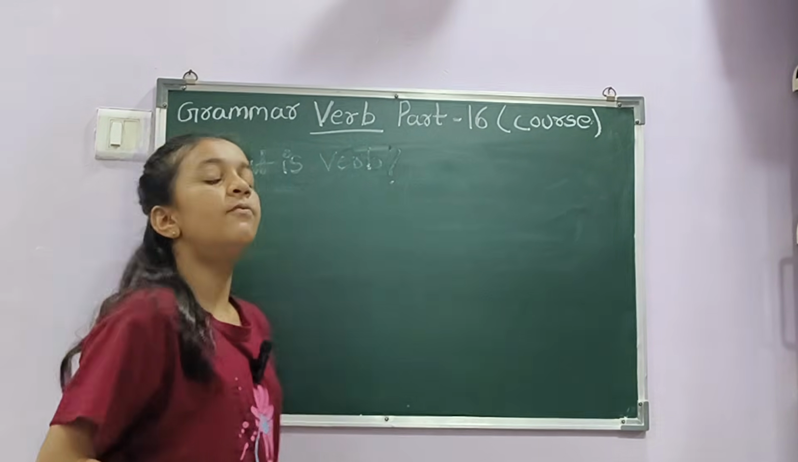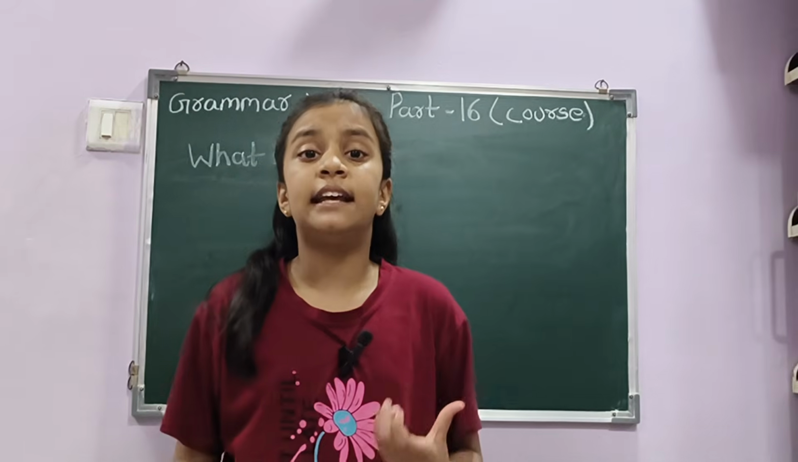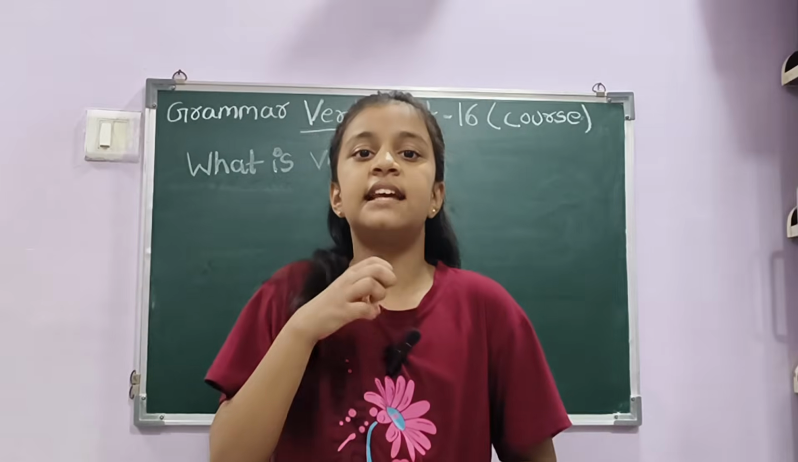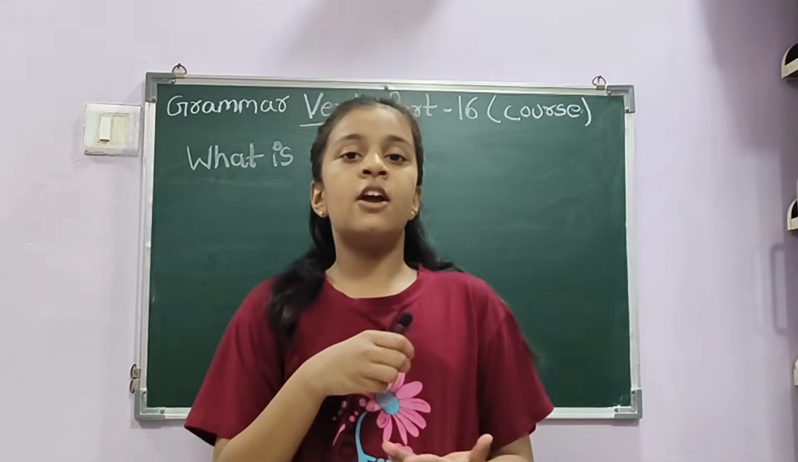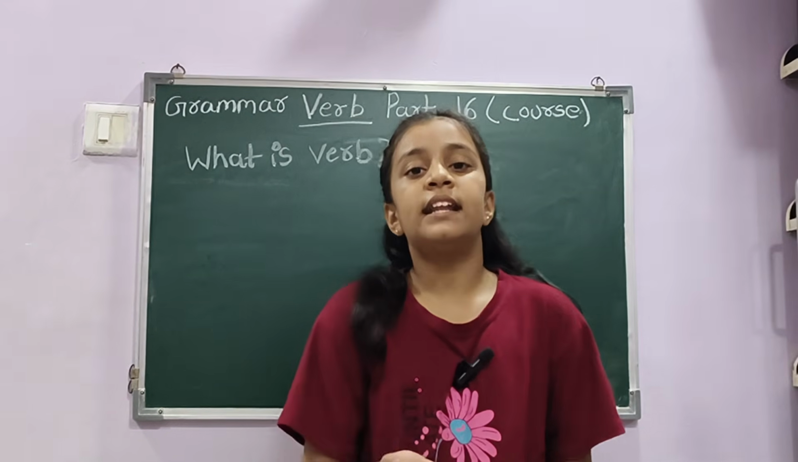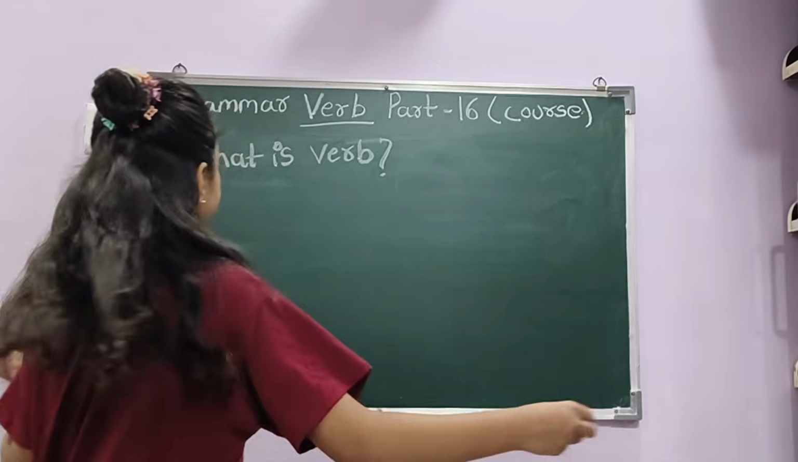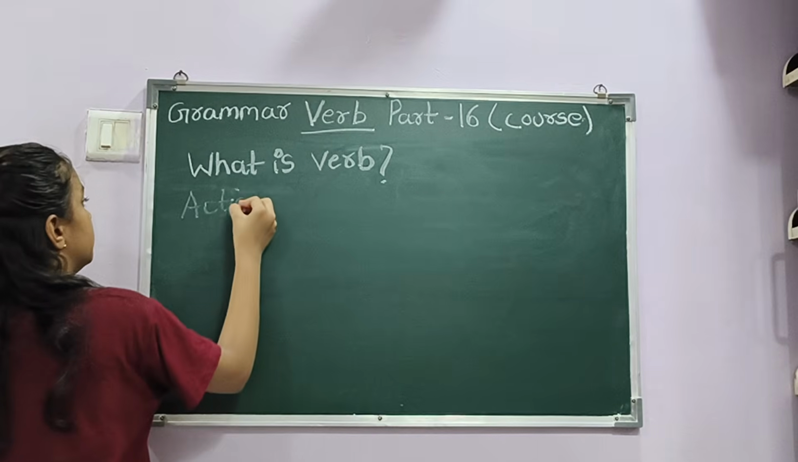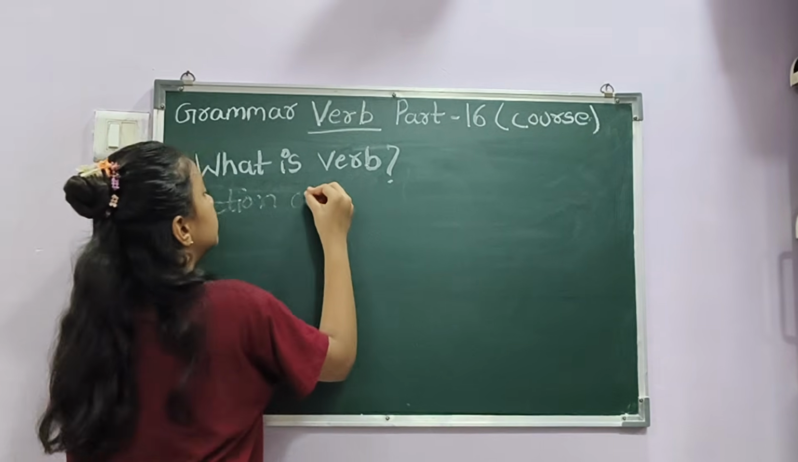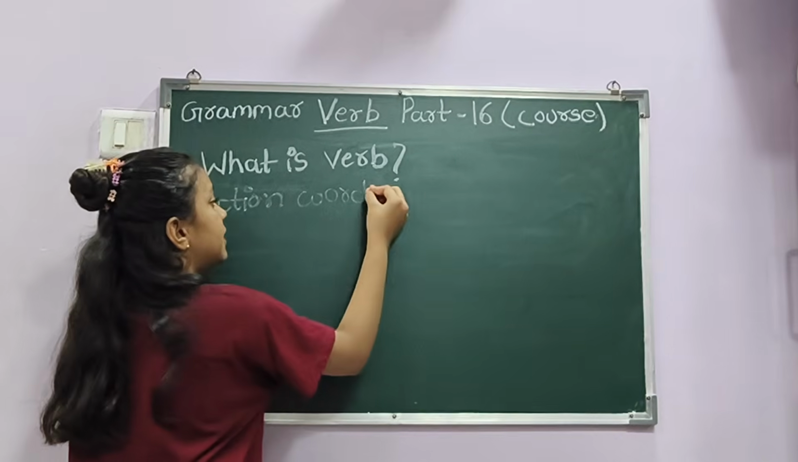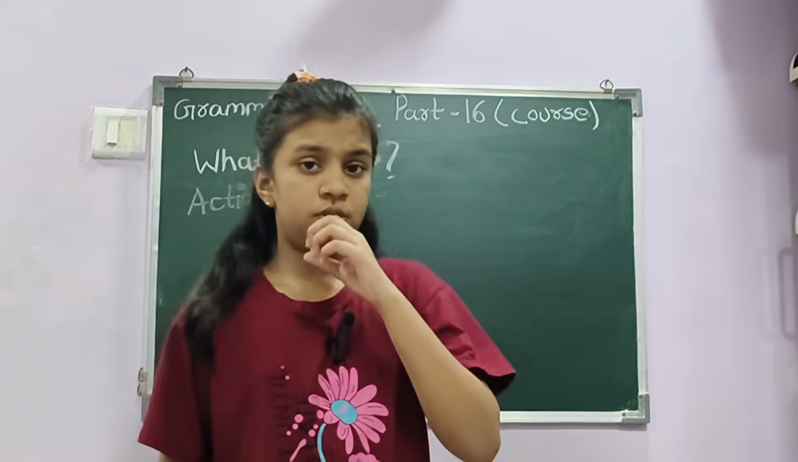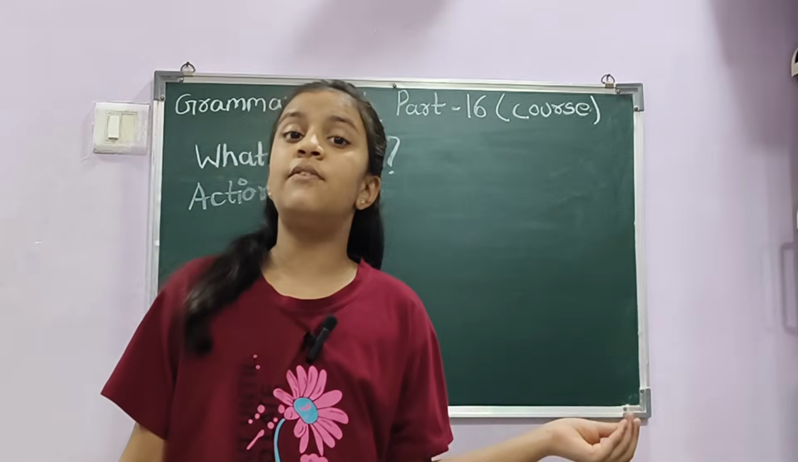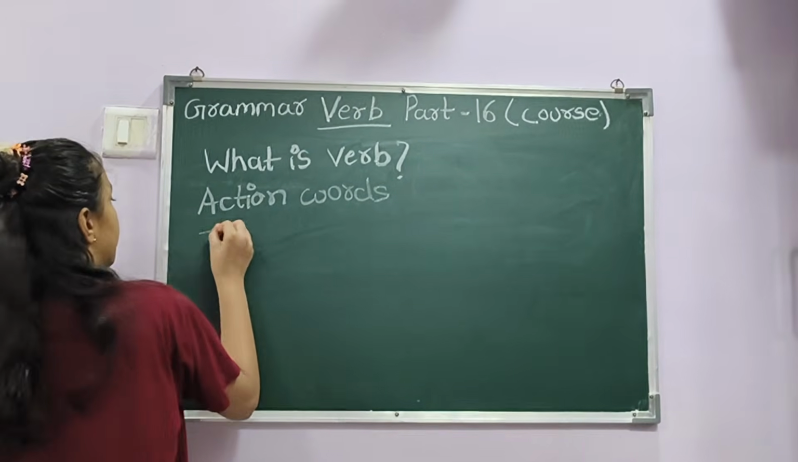Now, what is a verb? A verb is an action word in a sentence. It means when a noun does the action in a sentence, that is known as the verb. Or in simple language, you can say action words. Action words in a sentence are known as verbs. So let's learn it with examples.